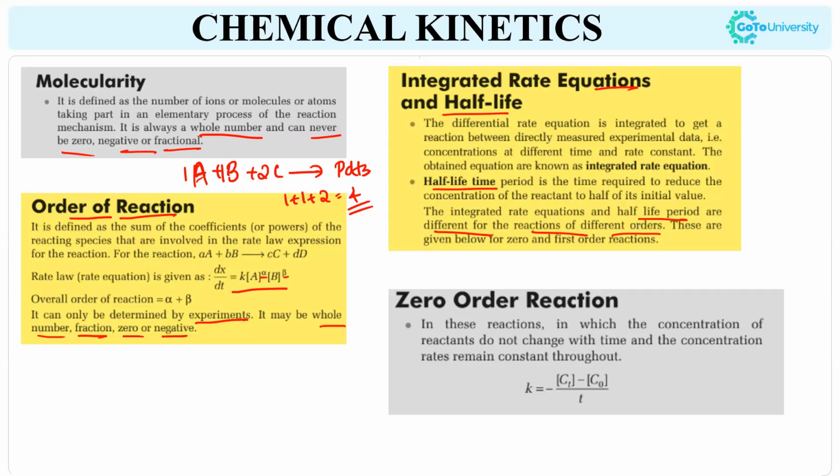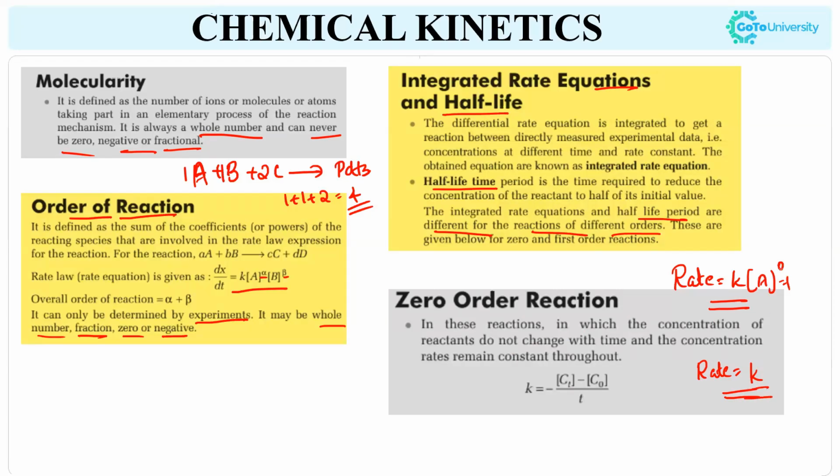Now coming to zero order reaction. Zero order reaction means we know the rate expression: rate is equal to rate constant times A raised to 0. This is the rate expression for a zero order reaction. A raised to 0 will be 1, so rate is equal to k itself. That is a zero order reaction. Means in case of a zero order reaction, the rate is independent of the concentration. The rate is equal to the rate constant only.